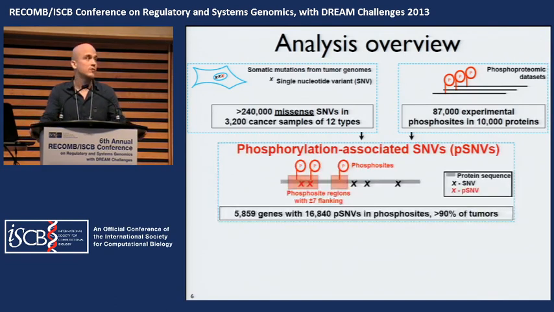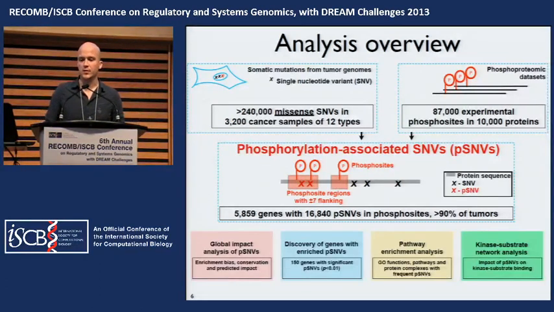We defined something we call a phosphorylation-associated single nucleotide variant, or PSNV. This is a protein coding missense mutation that occurs at a specific phosphosite or very close to a phosphosite. We decided to choose a seven amino acid region around phosphosites because there is previous evidence that this is the area where kinases tend to recognize their sequence motifs. Using this analysis, we identified a large number of genes with phosphosite-related mutations, about 17,000 phosphosites in total, and more than 90% of tumors have at least one mutation of that kind.